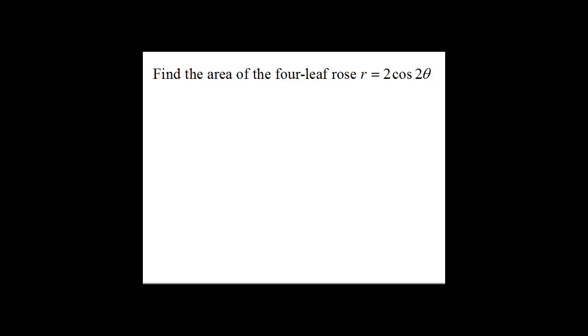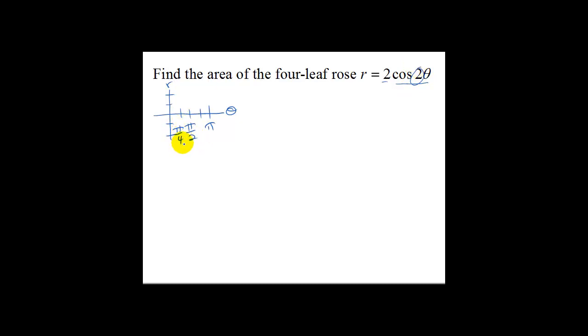Find the area of the 4-leaf rose r equals cosine 2 theta. I'm going to first draw this in rectangular coordinates and then get a graph sketched so it will help me to find this area. So I have a cosine 2 theta with amplitude 2. And so I go 1, 2, 3, and the fourth one is going to be pi because the period is 2 pi over 2.